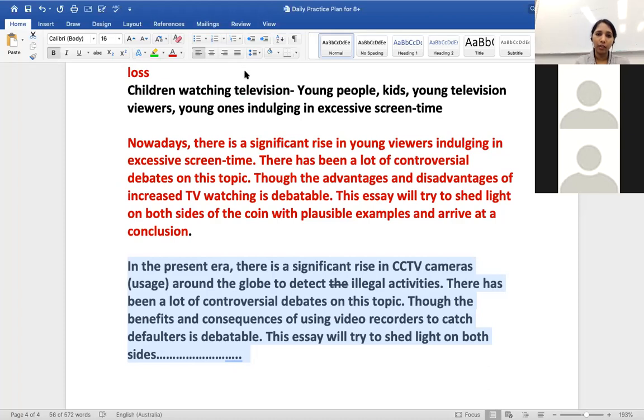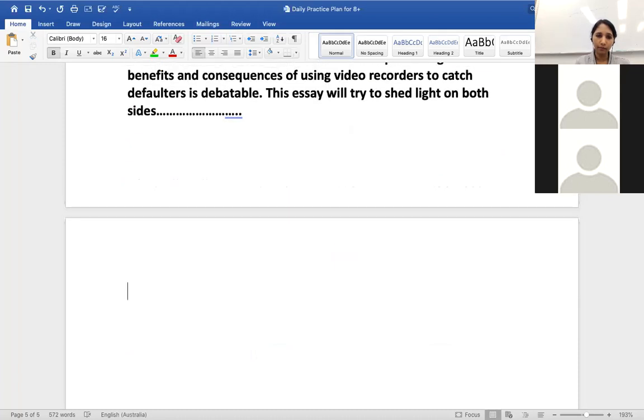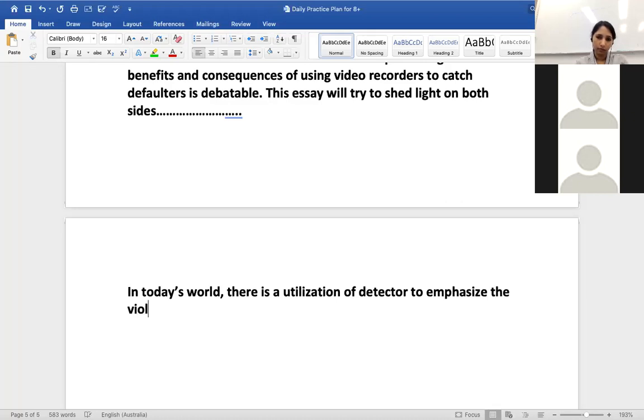Okay, I will take a look at Sumina's work as well. Sumina, will you please give me your work or dictate your work to me? I need to tell because I write in the copy. Okay, can you tell it? In today's world, there is a utilization of detector to emphasize the violation. There has been a lot of controversial debate on this topic.